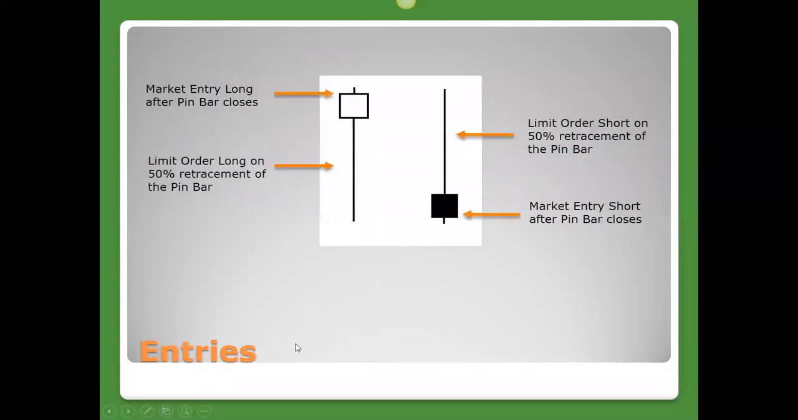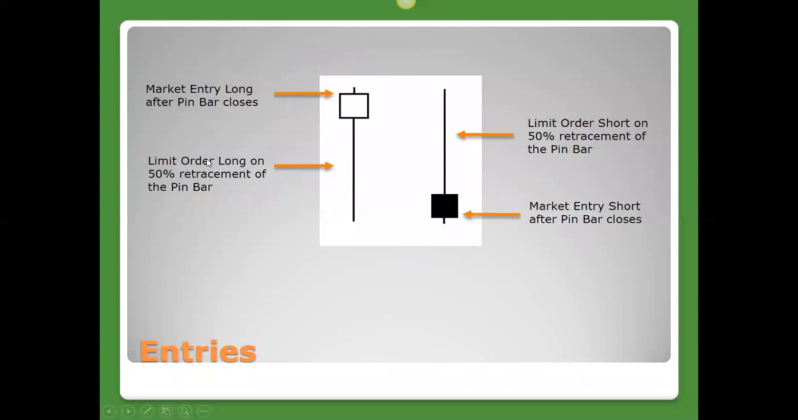So how do you actually take entries for pin bars? There are 2 different types of entries that you can take. In the case of a bullish pin bar here, we are looking to go long at this point because the price closed higher than the open and there's a tail towards the bottom. In this case, you can wait for this candlestick to close and place a market order at the very top. Once the price closes, you enter long and then you're looking for price to go up.